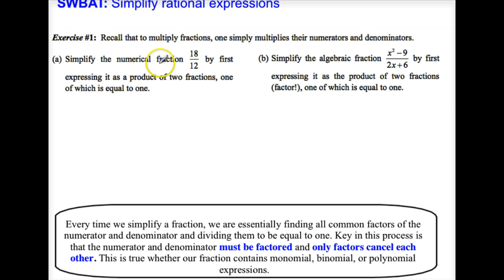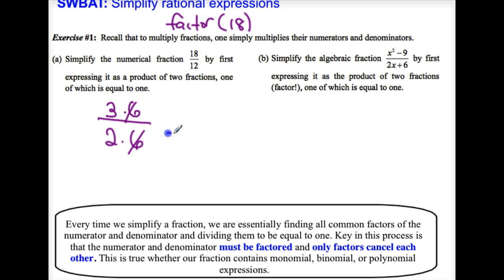And I teach you the trick where on the calculator you can just enter FACTOR parentheses 18, and it breaks 18 down, which is 3 times 6. Do the same thing for 12, and it will be broken down as 2 times 6. The 6s cancel off, and you get 3 over 2. So that's my fraction in simplest form.